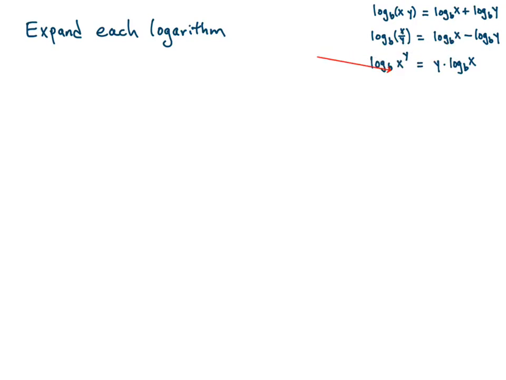And if I have a log of an argument that's being raised to a power, that y gets to sneak into the front. So it becomes like a product of it. So the y we can just slide in the front.